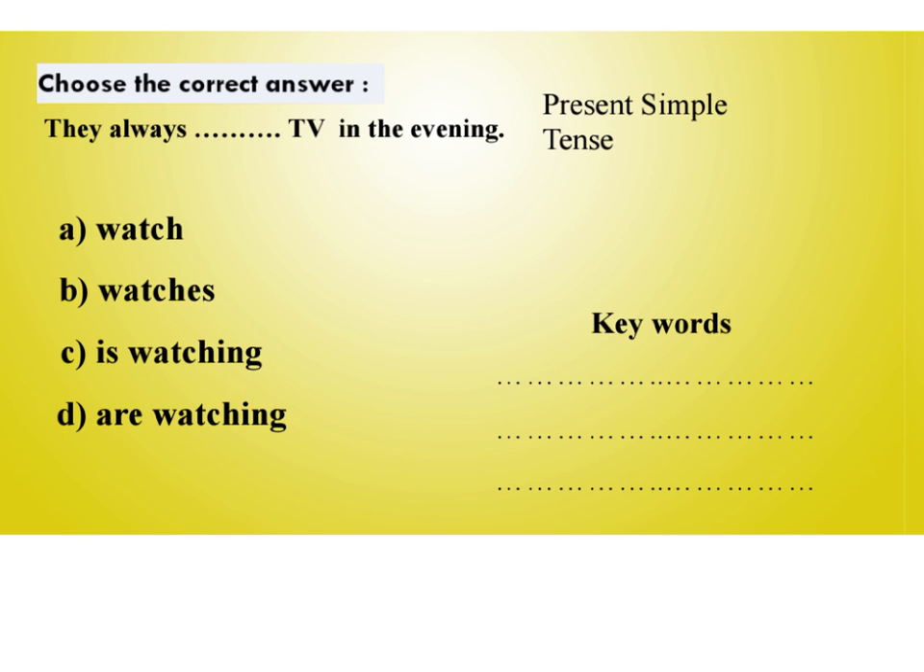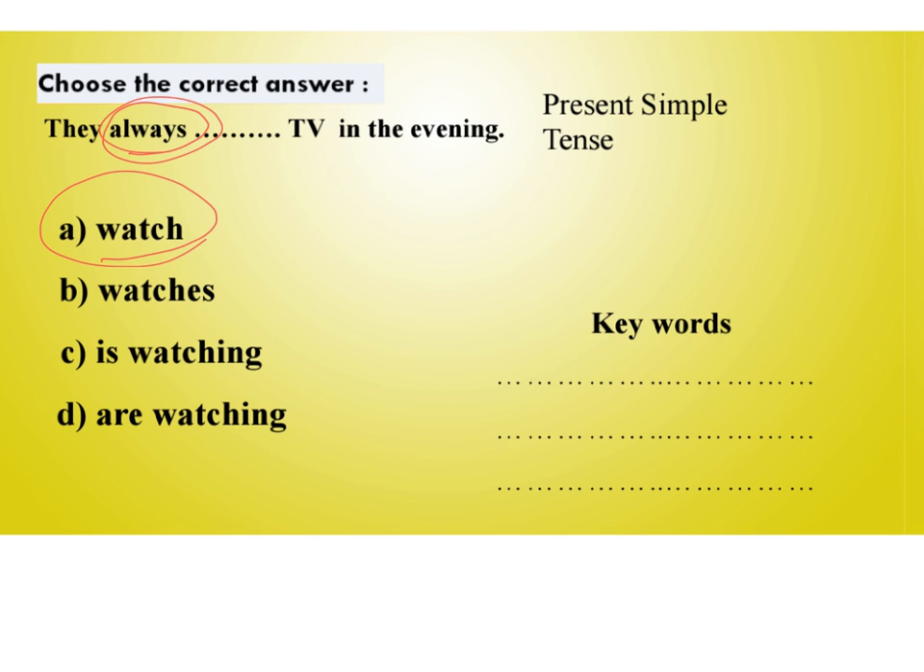Yes, I've heard all of you. Yes, excellent. They have chosen the first one, watch. Why have you chosen watch? Excellent. Because it's a present simple tense. And how do you know it's a present simple tense? Yes, because we have a time expression or a keyword. Do you still remember the keywords from the previous question?